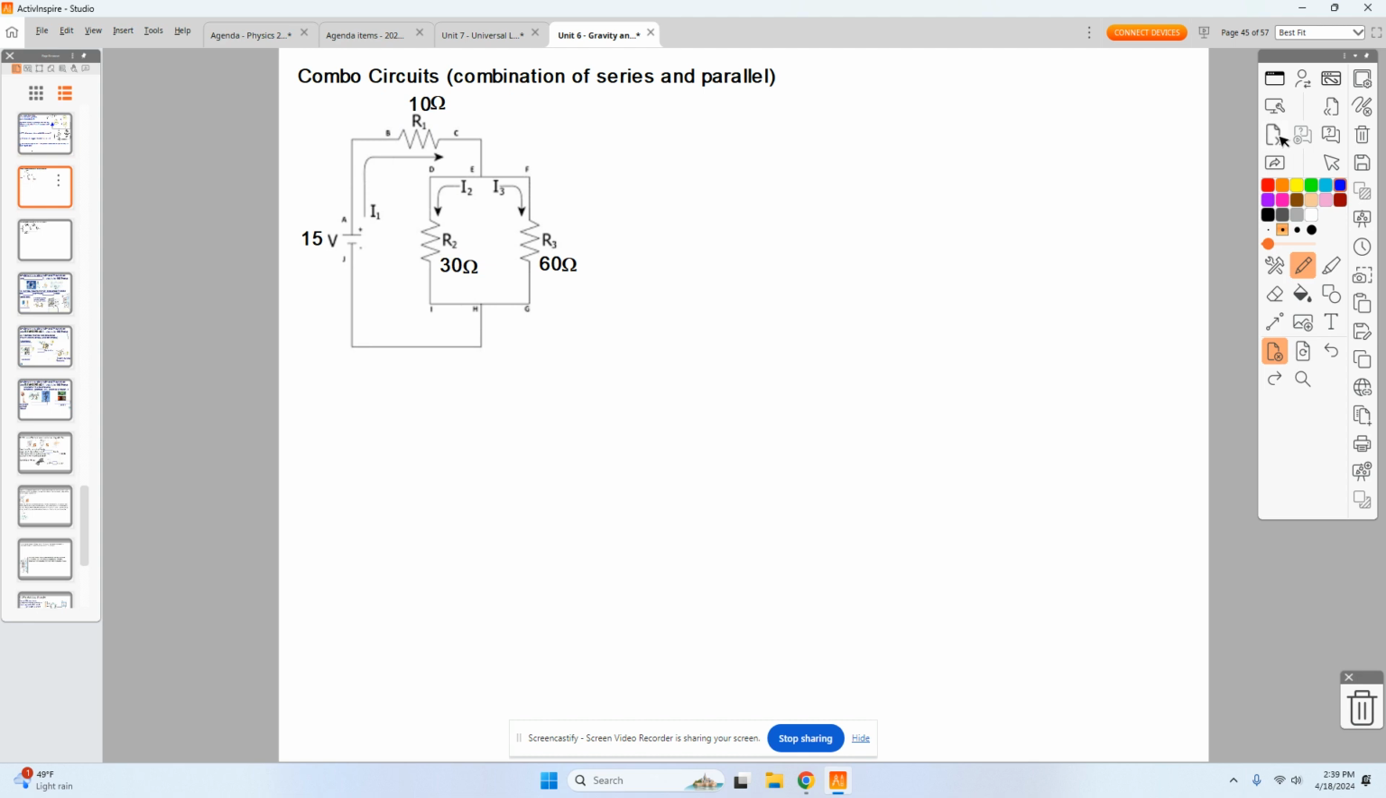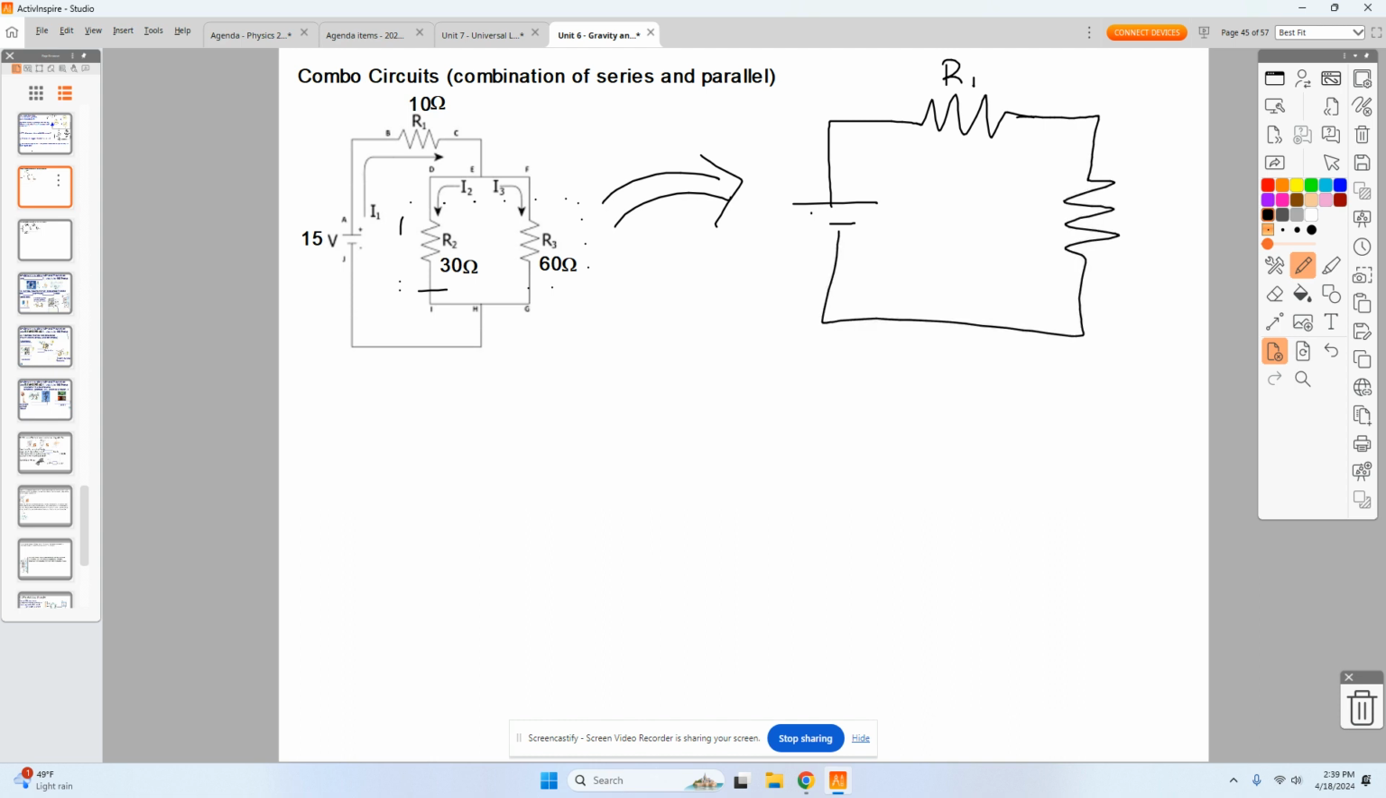I'm going to take this arrangement of resistors, and I'm going to think of those as a single resistance that's equivalent to that resistor. So I'm going to draw a little circuit over here that shows me replacing R2 and R3 with an equivalent resistance. So I'm going to say that's R1, and I'm going to replace, I'm going to call this R2 in parallel with R3. Now I know those values, they're 30 and 60.